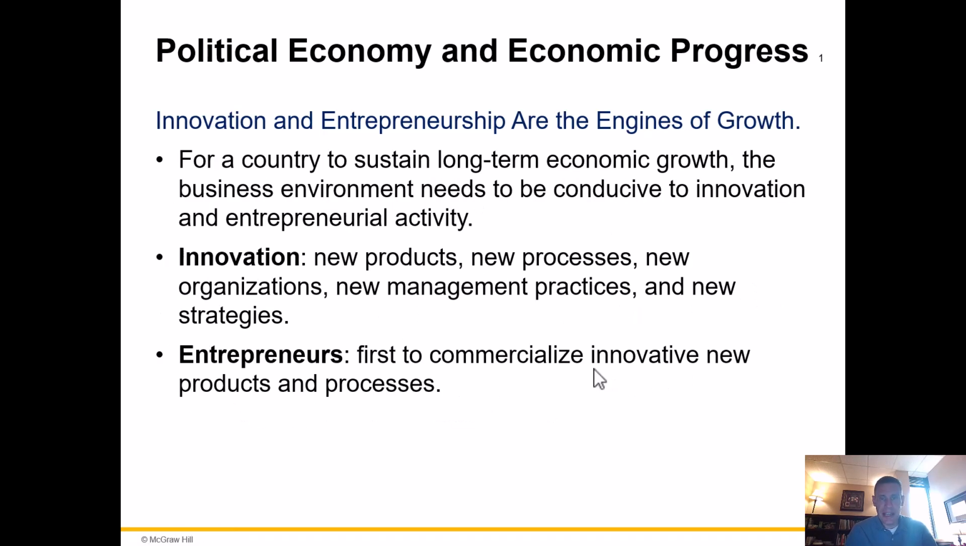For a country to sustain long-term economic growth, the business environment needs to be conducive to innovation and indeed entrepreneurial activity. With regard to innovation, think about new products, new processes, new organizations, new management practices, and indeed new strategies. For entrepreneurs, the first to commercialize innovative new products and certainly processes.